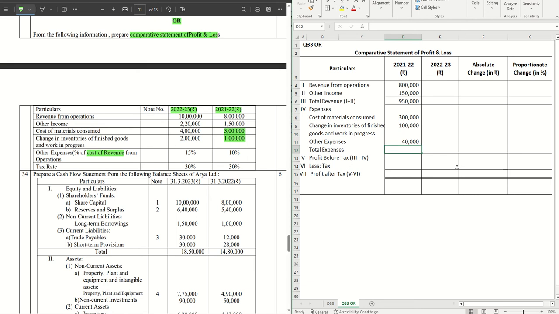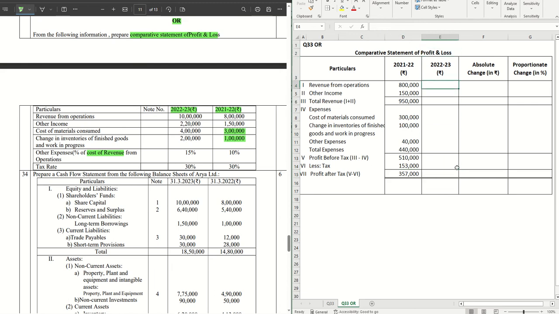All right. So my total expenses comes to 4 lakh 40,000 for this year for 21-22. All right. So my profit before tax is my total revenue minus my total expenses, which is 5 lakh 10,000. The tax rate is 30%, which will be calculated on this amount, 5 lakh 10,000. So 1 lakh 53,000 is my tax, and my profit after tax is my profit before tax minus tax. So 3 lakh 57,000 is my profit after tax for the year 21-22.